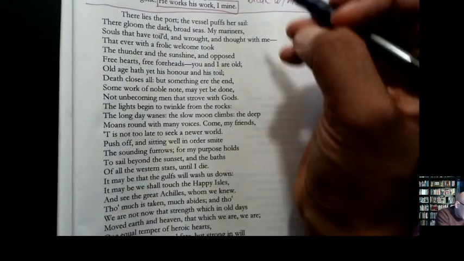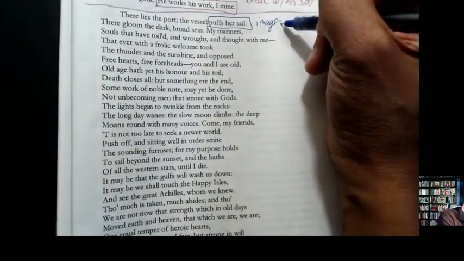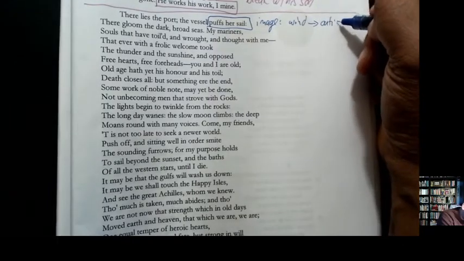What a great image. That image of the wind. It's anticipation. It's ready to go.